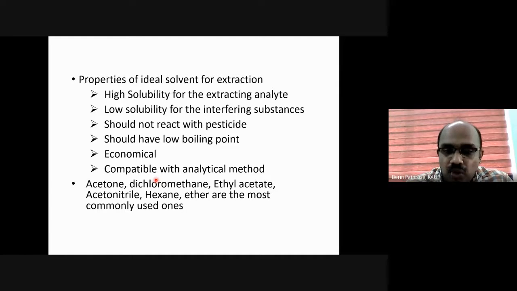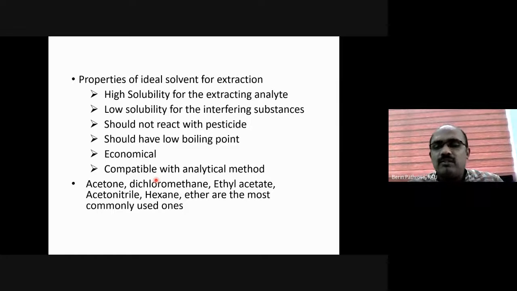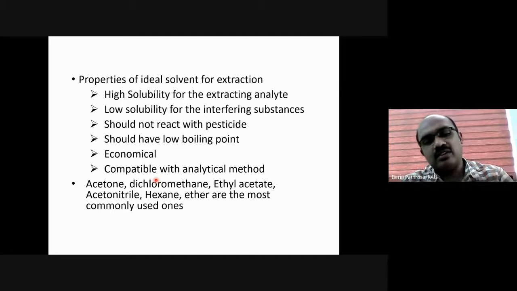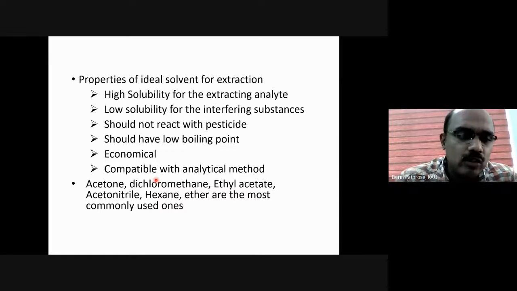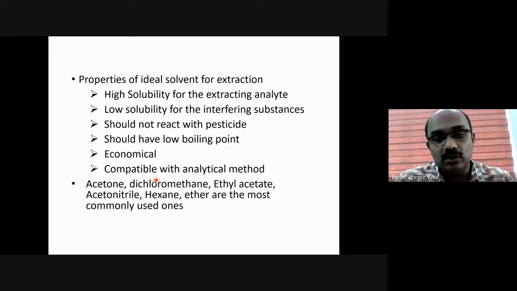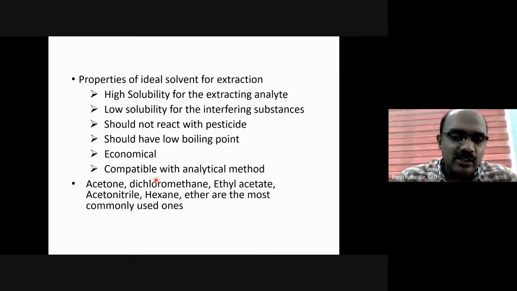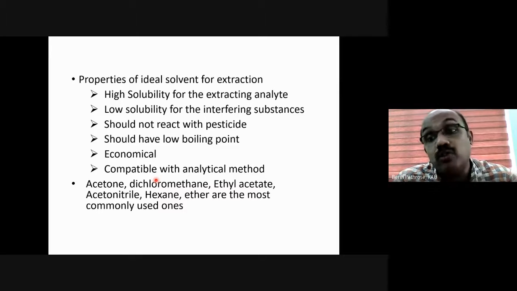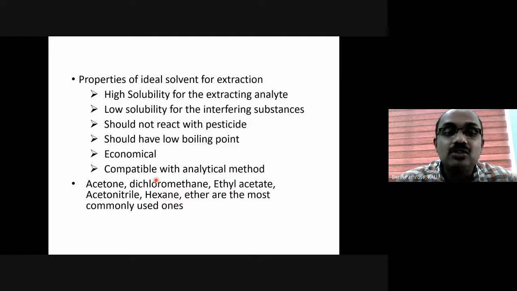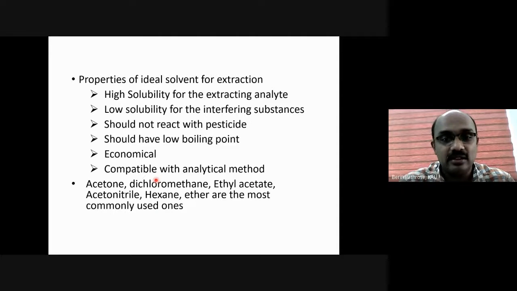And I told you we will be using solvents. Normally we use solvents such as acetone, dichloromethane, ethyl acetate, acetonitrile, hexane, ether, etc. This selection of solvent varies. In our lab, we normally use ethyl acetate. In certain labs, they mainly go for acetonitrile. These two are the ones which are now most commonly used. Dichloromethane is mainly used for extraction of residues from water. So those are the usual solvents used, but different labs use different kinds of solvents. But whatever the solvent is, it should have certain characteristics.